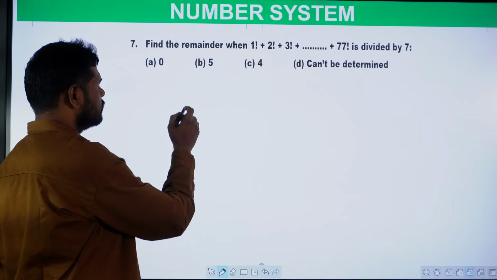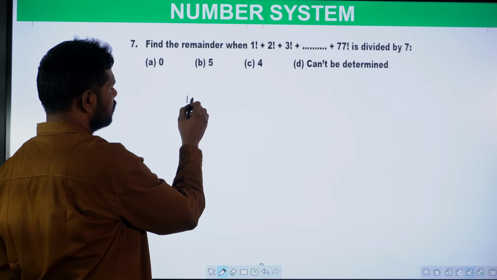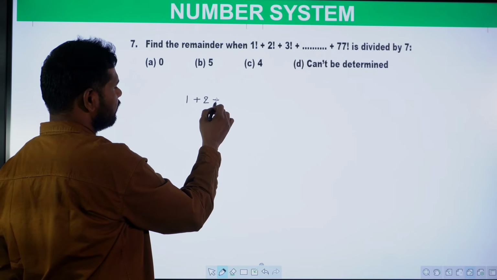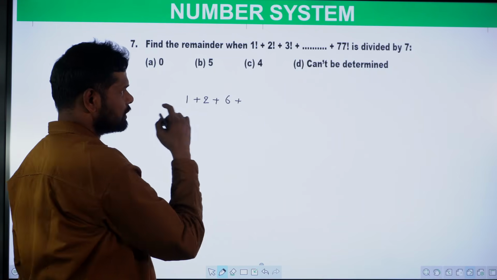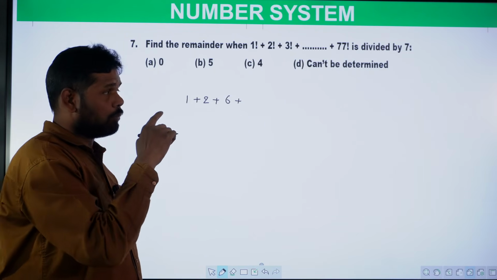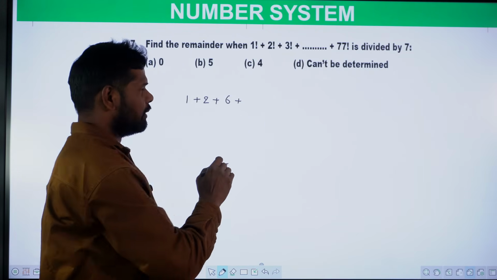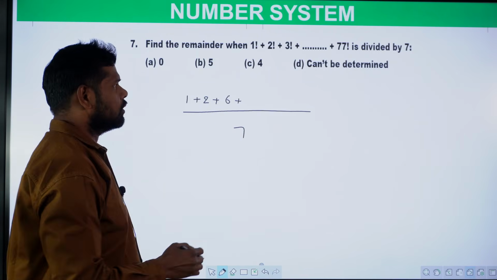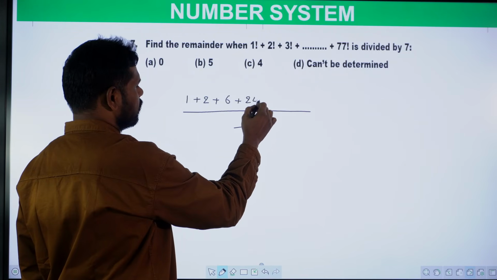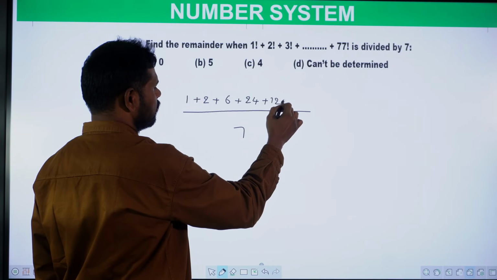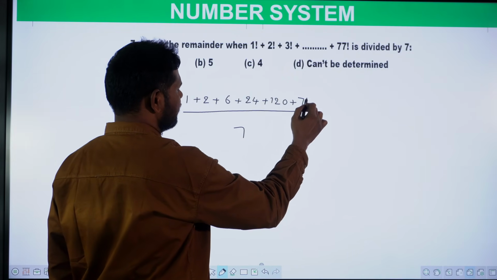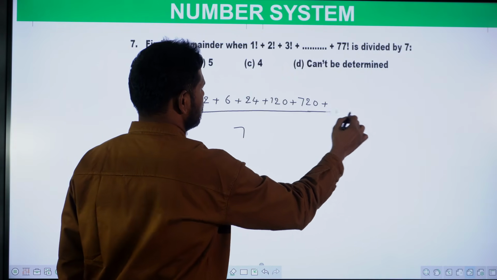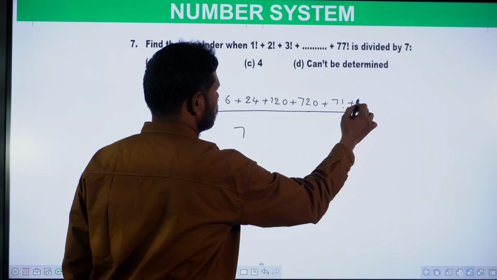Next one. Now, say 1 factorial plus 2 factorial and so on up to 77 factorial is divided by 7. 1 factorial is 1, 2 factorial is 2, 3 factorial is 6. Here, divided by 7 means we go up to 7 multiples. So 4 factorial is 24, 5 factorial is 120, 6 factorial is 720.